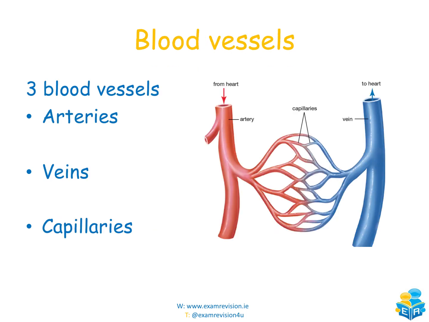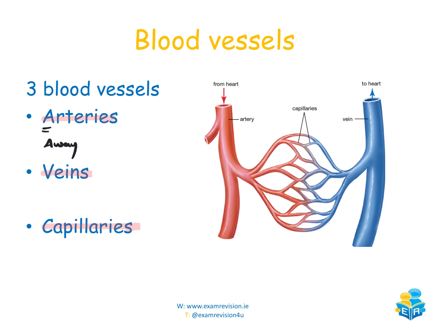We'll have a look at the blood vessels first of all. So we have three main blood vessels. We have our arteries, we have our veins, and we have our capillaries. So the arteries, if we look, we have A for artery, we have A for away. So arteries carry blood away from the heart.